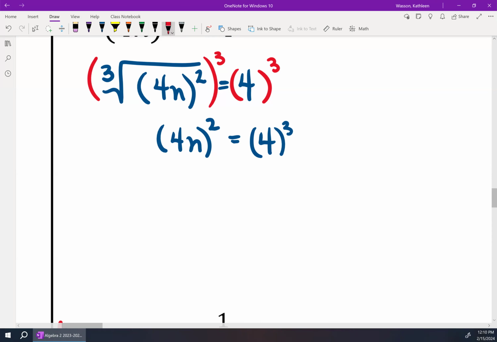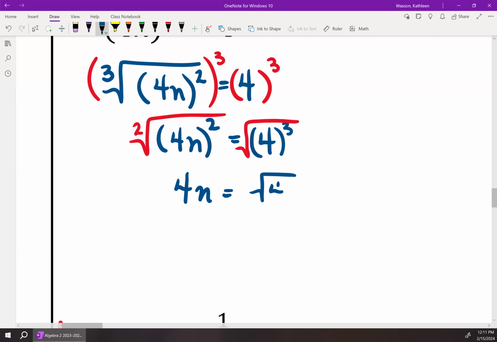Now I undo squared. I do inverse of raised to the power of 2, and that is square root, because my index is 2. So I do square root on the right side as well. This eliminates the exponent. So now I have 4n equals square root 4 to the third. I divide by 4 to solve for the variable.